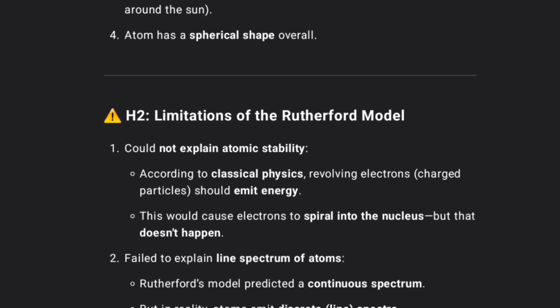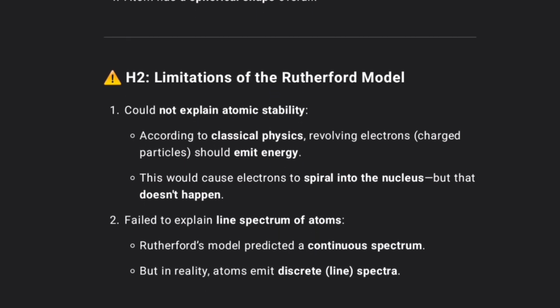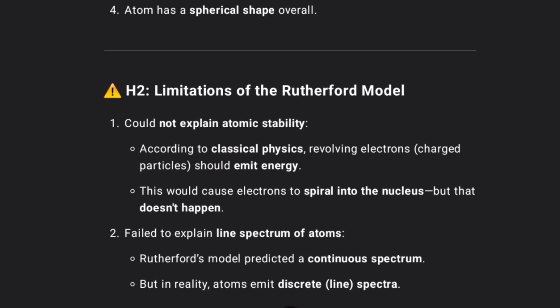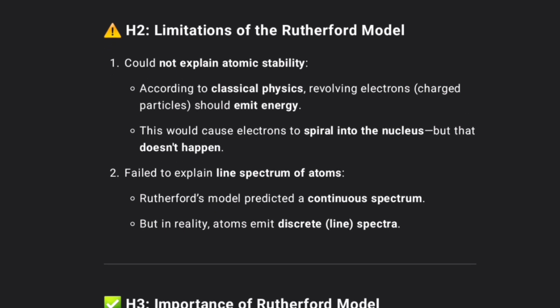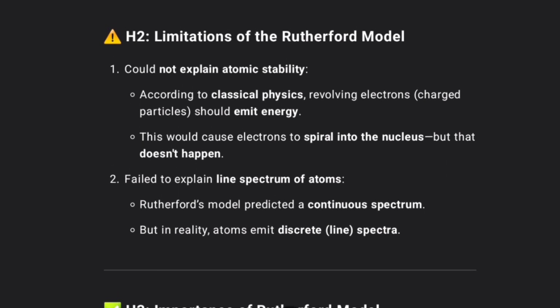Limitations of the Rutherford model. 1. It could not explain atomic stability. According to classical physics, revolving electrons, being charged particles, should emit energy. This would cause electrons to spiral into the nucleus, but that doesn't happen. 2. It failed to explain the line spectrum of atoms. Rutherford's model predicted a continuous spectrum, but in reality, atoms emit discrete line spectra.